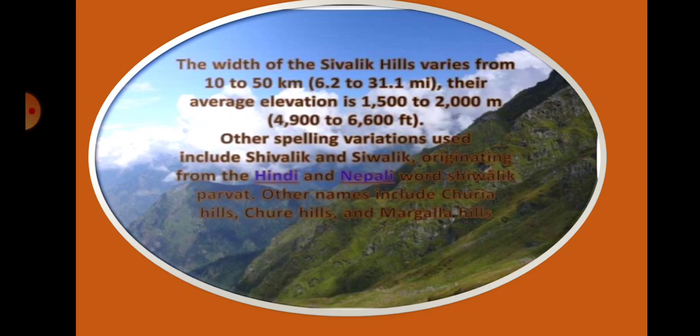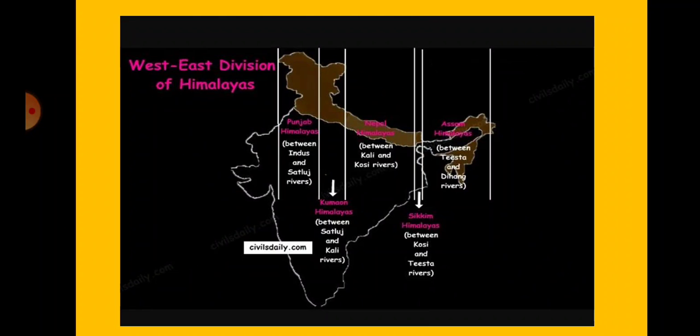It is known by different names in the local areas, in the local languages. Somewhere it is pronounced one way, somewhere another. The width varies from 10 to 50 kilometers and their average elevation is 1,500 to 2,000 meters. Almost all the hill stations which are very approachable to us lie in this range.